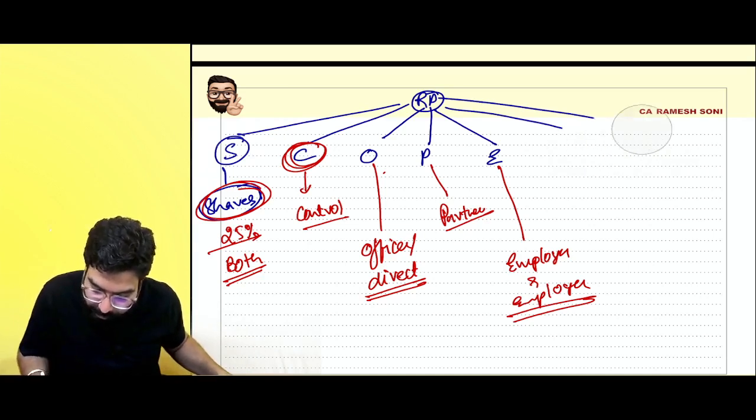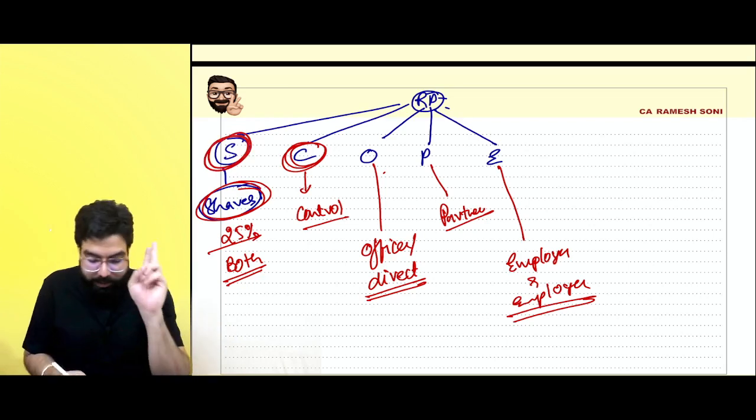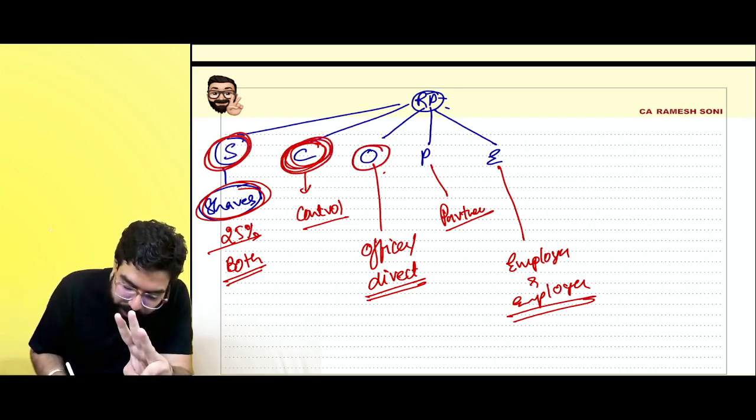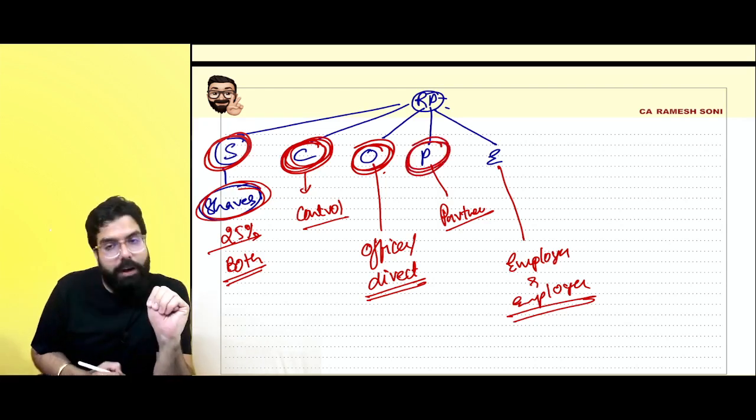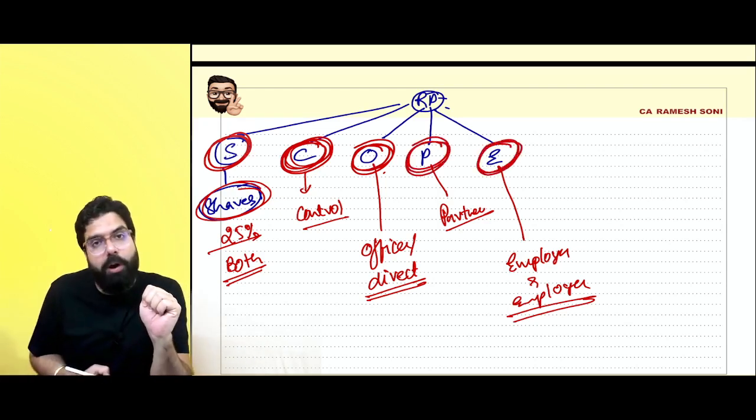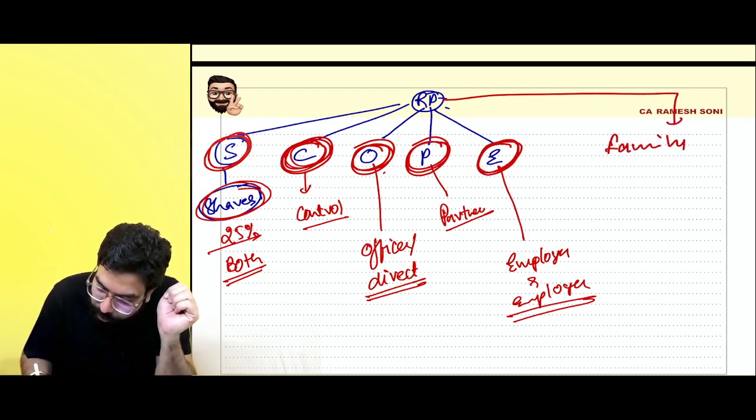Done, now what is a related person? Number one, related person because of shares. Number two, control. Officer or director of each other's business are also related. P for partners are also related. E for employer and employee are also related. Then we have family. Family is also a related person.